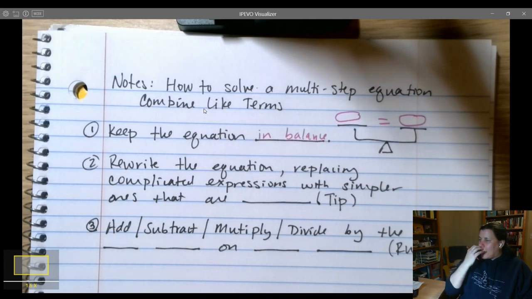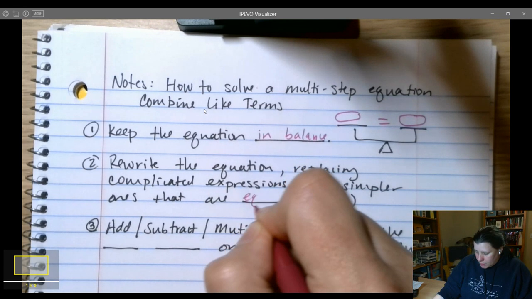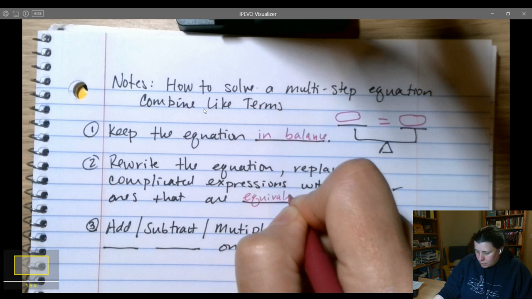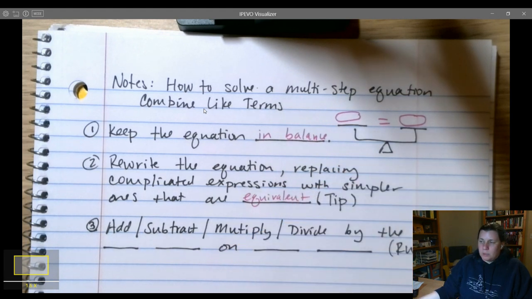Step number 2 is actually a tip. You can get away without doing this, but it makes your life a lot easier. To rewrite the equation, replacing complicated expressions with simpler ones that are equivalent to that first equation. In other words, you want to simplify as much as you can before you start solving.